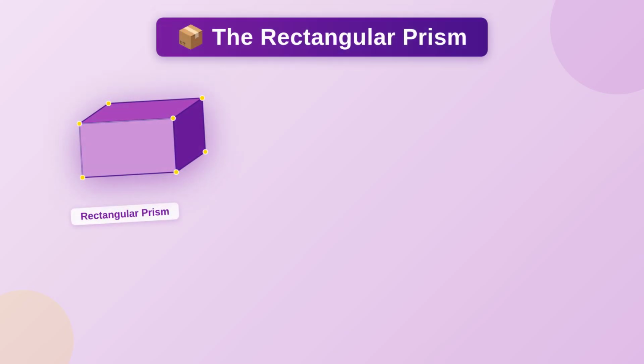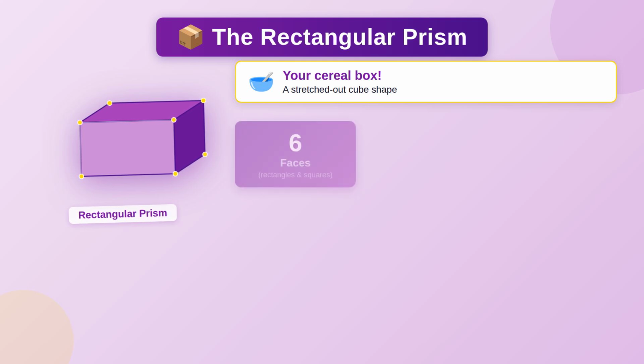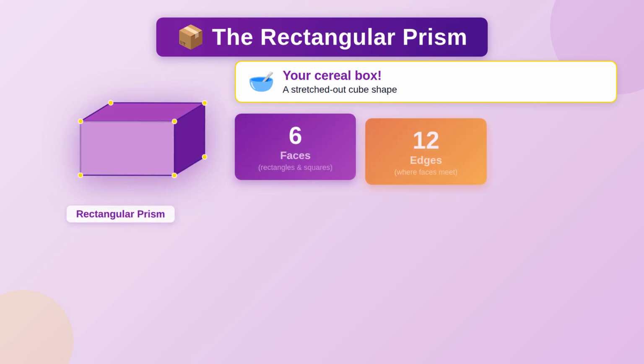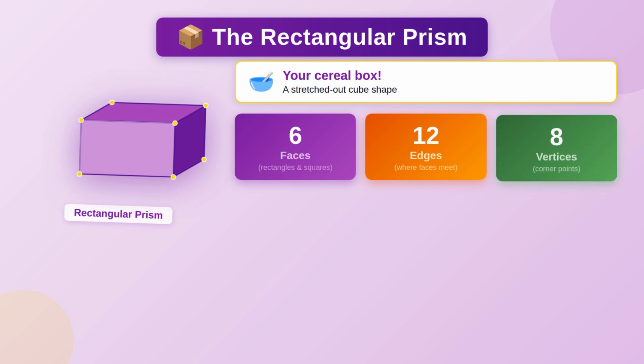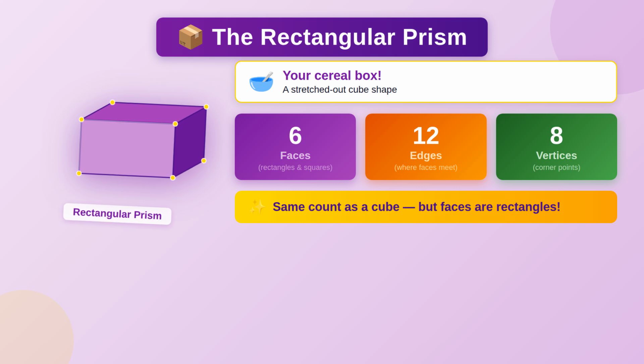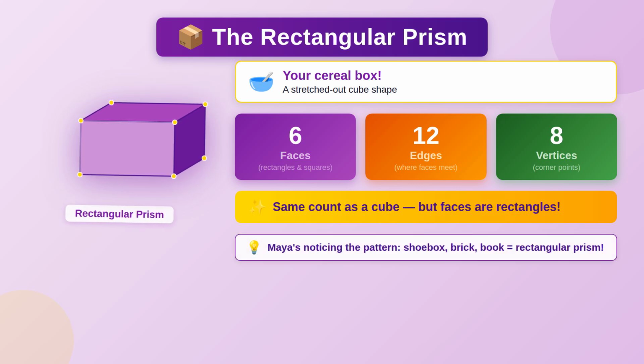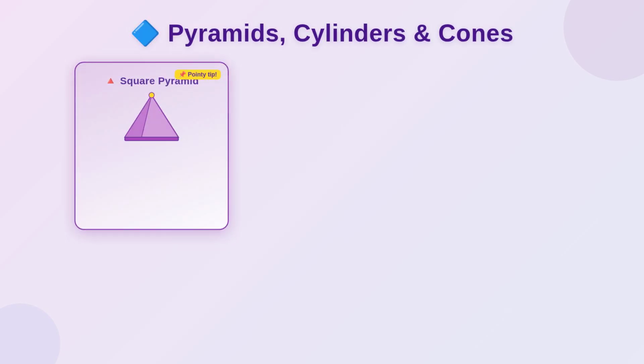She's getting it. Now Maya looks at the cereal box she left on the counter. That's a rectangular prism. It looks like a stretched out cube. Instead of all square faces, it has rectangular faces. A rectangular prism has 6 faces, just like a cube. It also has 12 edges and 8 vertices, same numbers. The difference is the faces aren't all squares. Some are rectangles. So when you see a shoebox, a brick, or a book, you're looking at a rectangular prism. 6 faces, 12 edges, 8 vertices. Sound familiar? Maya's noticing the pattern.